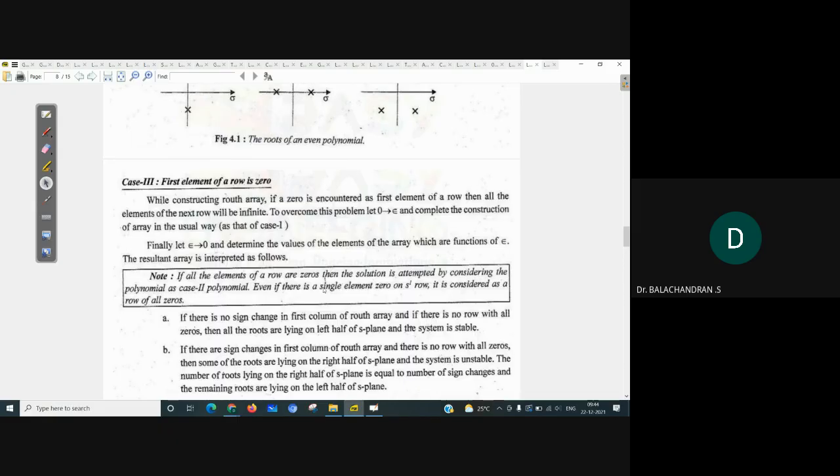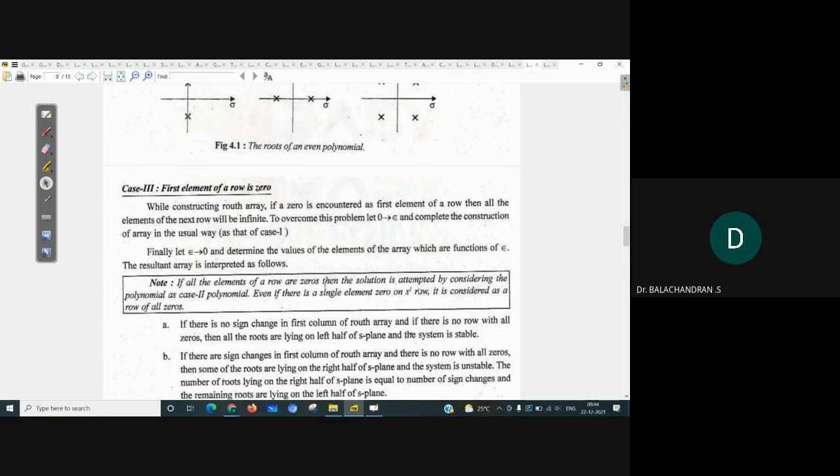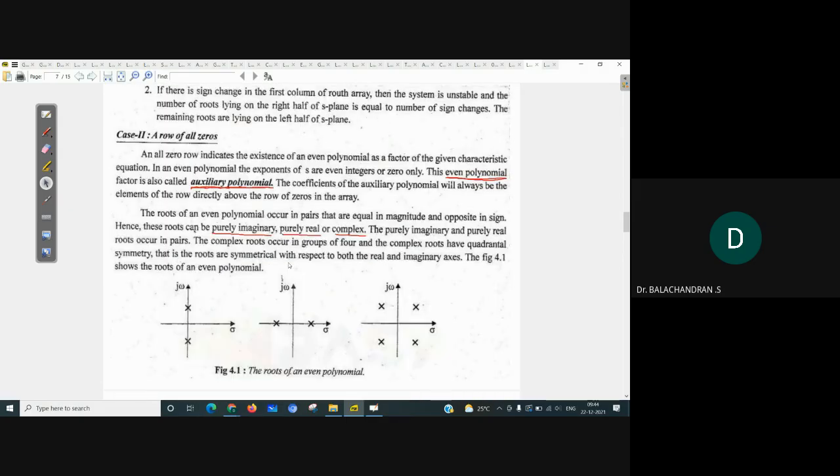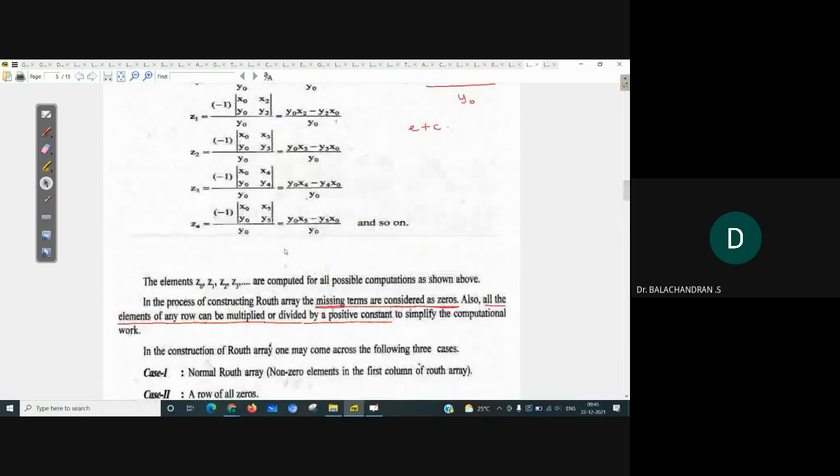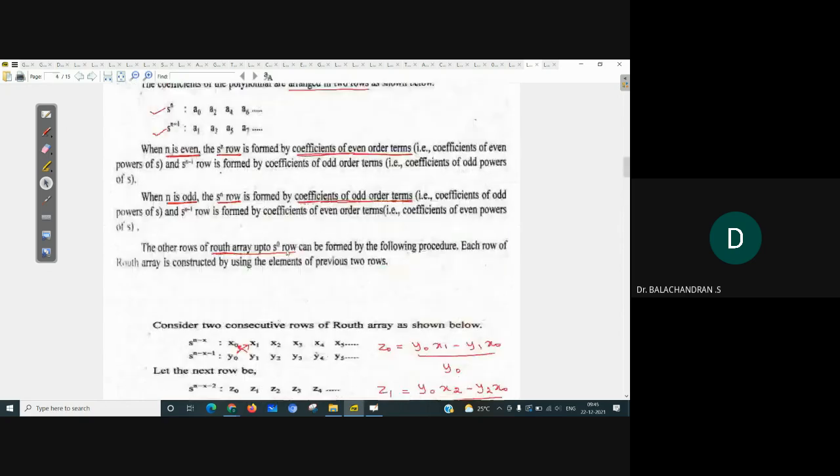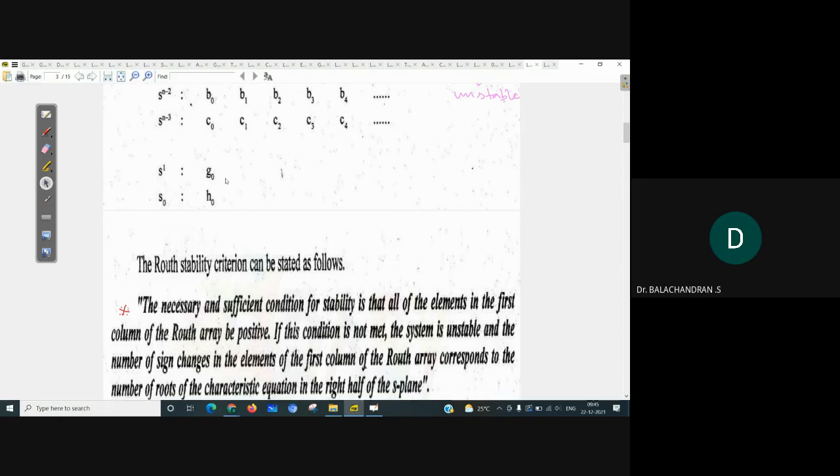Suppose even if there is a single element 0 in the s power 1 row, you can see here, s power 1. Suppose if you have a single 0, you don't consider that as case 3. You should consider that as case 2, as all the elements are 0. So that is a note.